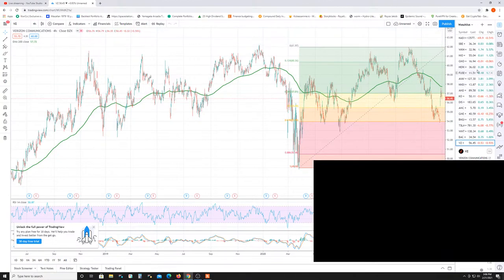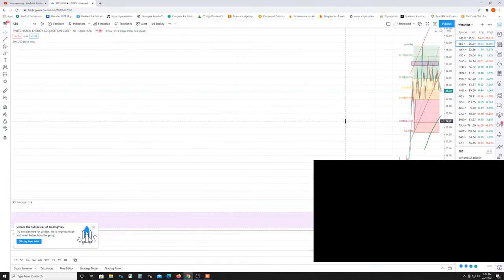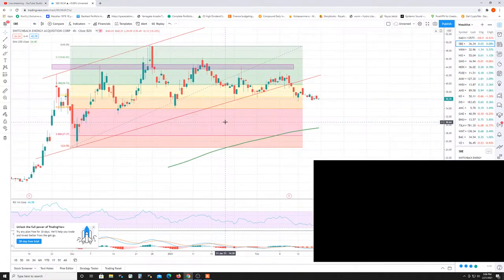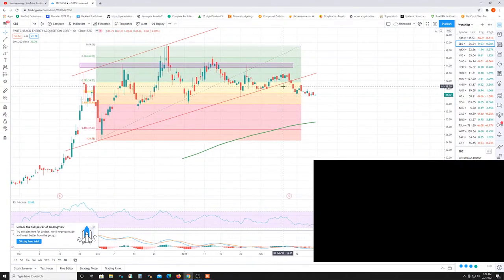At first, let's check out SBE. We already got Fuse right here, so let's check out SBE. That's the one that we're in on this play. So we're going to scroll over to that. All right, here we go. This is SBE on the 4-hour chart. It's still trading inside the golden zone on the Fibonacci sequence right here.